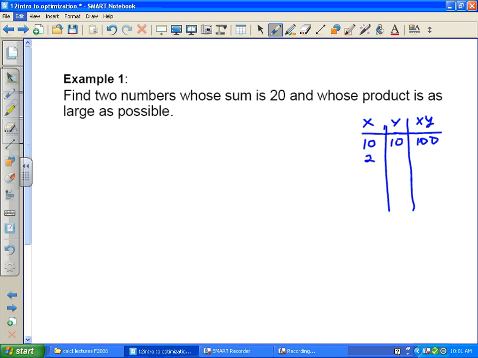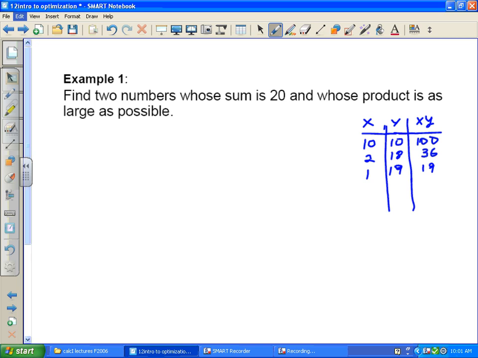2 and 18, the product is 36, right? It's not as large as the previous one, right? You're trying to make the product as large as possible. 1 and 19, still the sum is 20, right? But the product is 19, not even close to the first one.